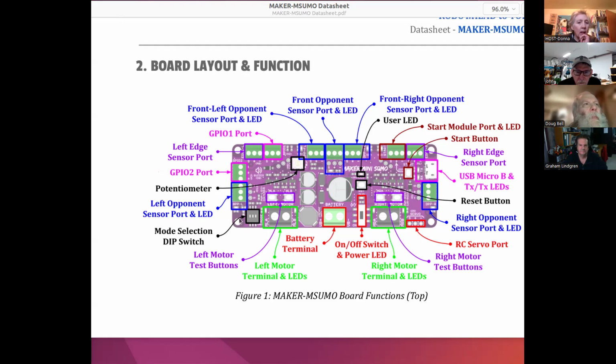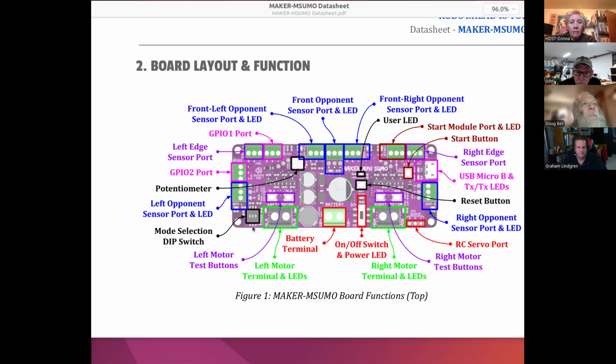So I'll go through it really fast. It has a lot of ports here for sensors, like we have left sensor here, right sensor, and then three in the front, and then extra GPIO ports that you can use for whatever, and these little edge sensors, and also it has a servo port and a power switch, reset button, and a start switch, which is nice having them separate.